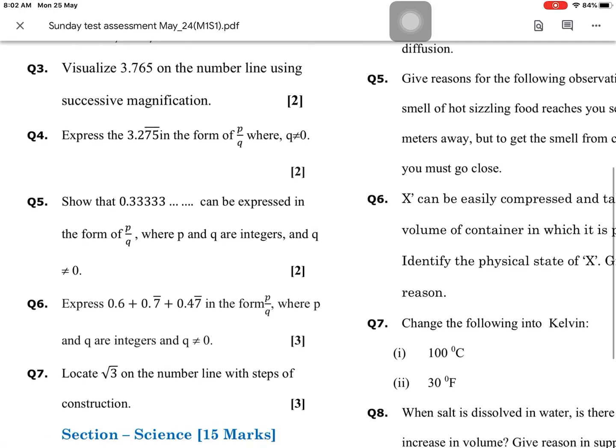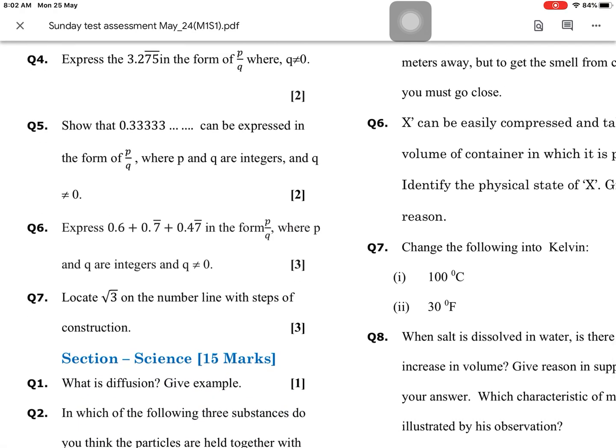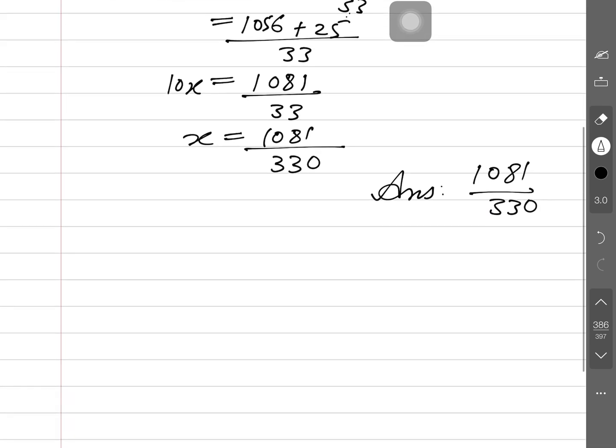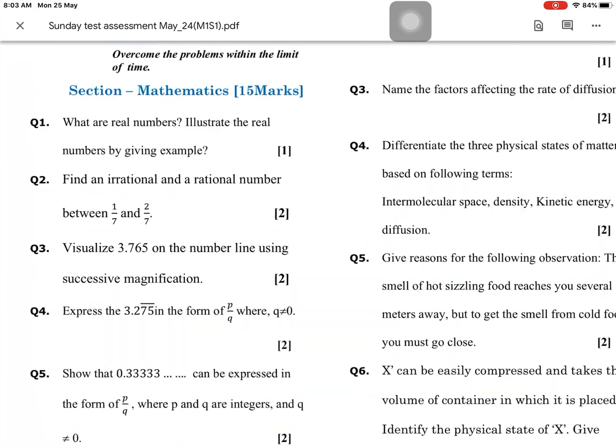Now see, question number 6 is also there. What is question number 6? 0.6 plus 0.7 bar and 0.47 bar is there also. Now we have to add them. Solution number 6: what is that? 0.6 plus 0.47 bar. Okay, have a look.